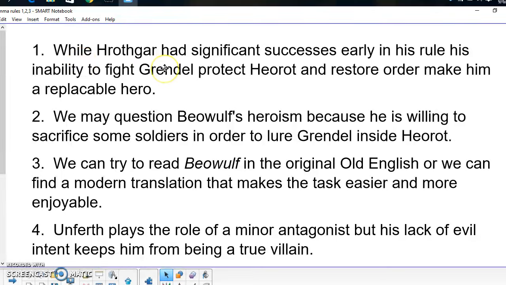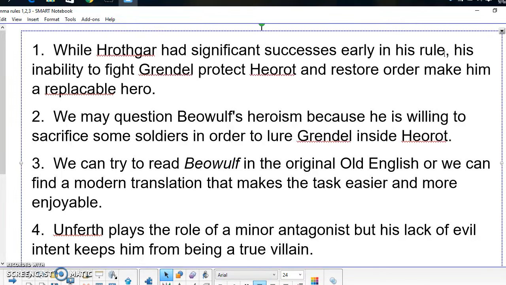So number 1, you have a dependent clause that's going to start the sentence. We know that because of the "while." So we just have to read to the end to find where the dependent clause stops. While Hrothgar had significant successes early in his rule, that's the end of my dependent clause. So I'm going to put a comma in right there to tell my reader, dependent clause over, independent clause starting.